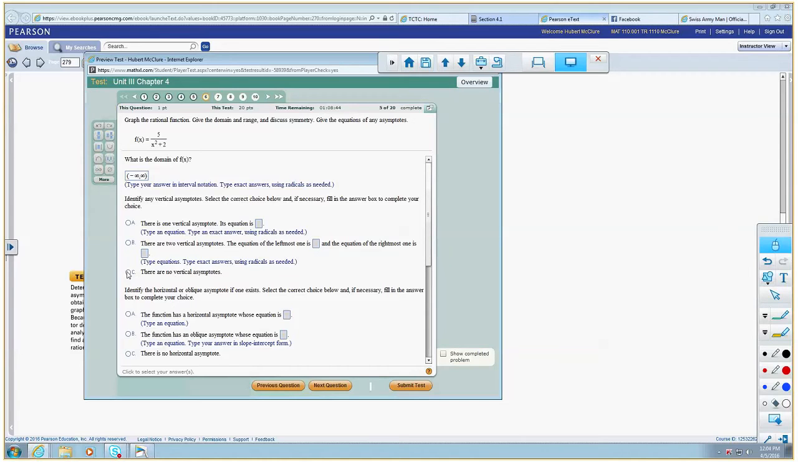There are no vertical asymptotes. Shouldn't be. You plug in 0, you plug in negative, you plug in anything you want to. All right, is the degree of the numerator, x to the 0, less than the denominator? Yes, so it's 0. So the horizontal asymptote should be y equals 0.